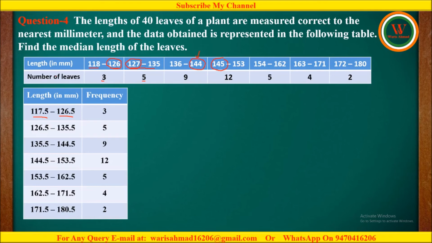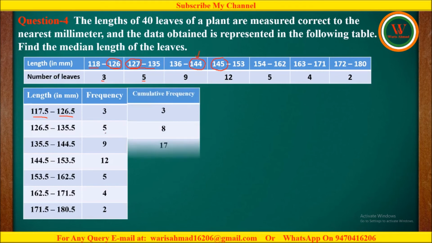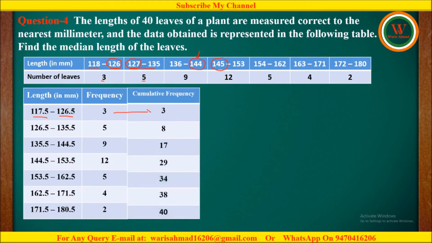So let us see the cumulative frequency of the given data. Here first of all we will copy 3 as it is without making any change. Now for the next we will add 3 and 5. 3 plus 5 is equal to 8. For the next we will add 8 plus 9, that is equal to 17. For the next data 17 plus 12 is equal to 29, and so on.